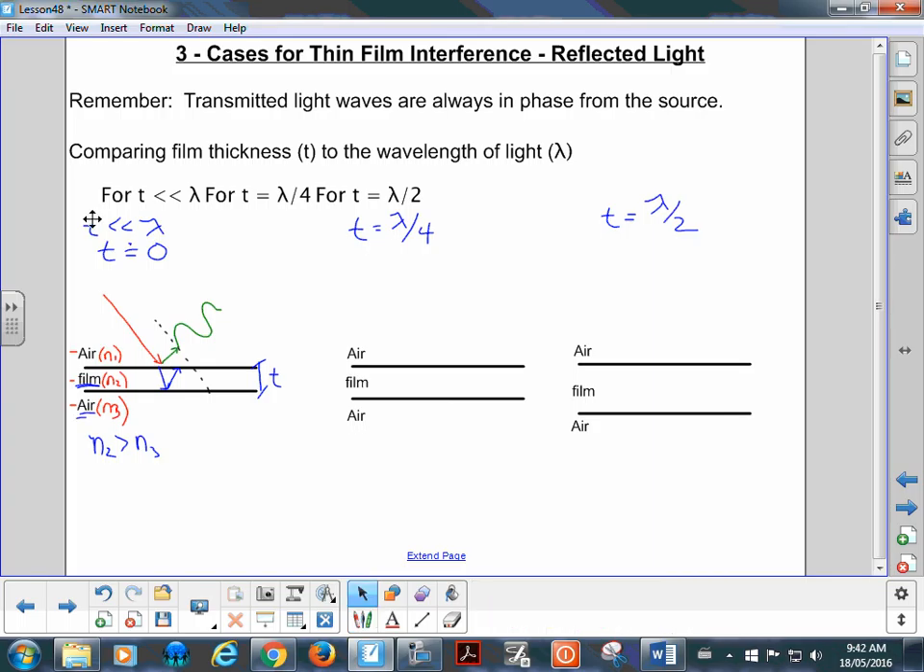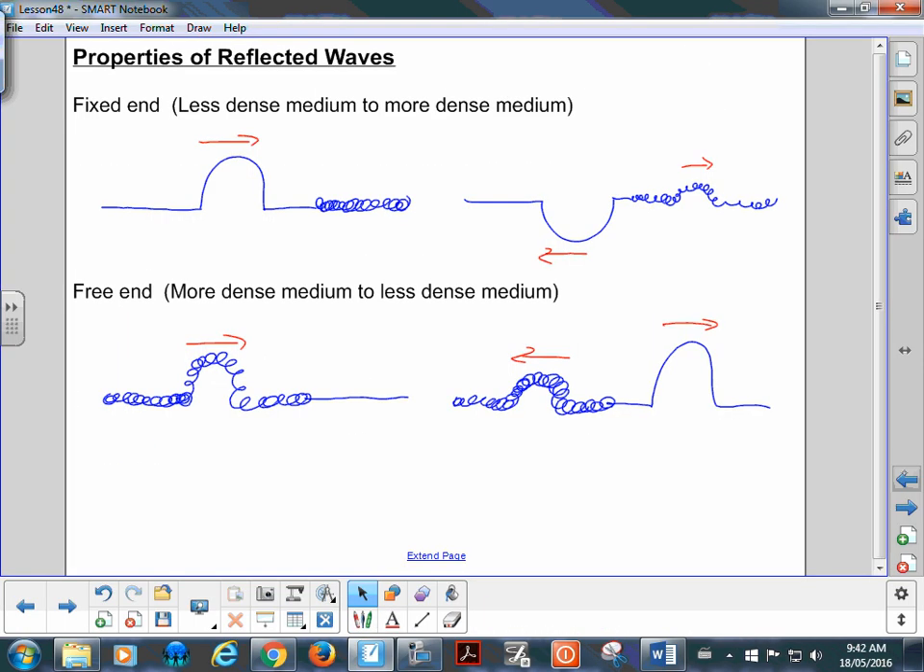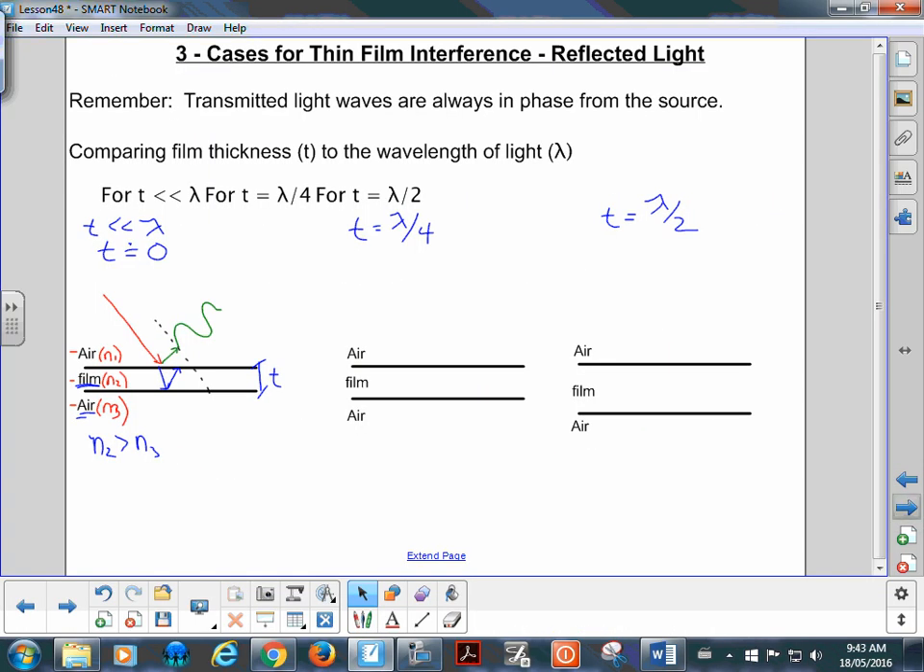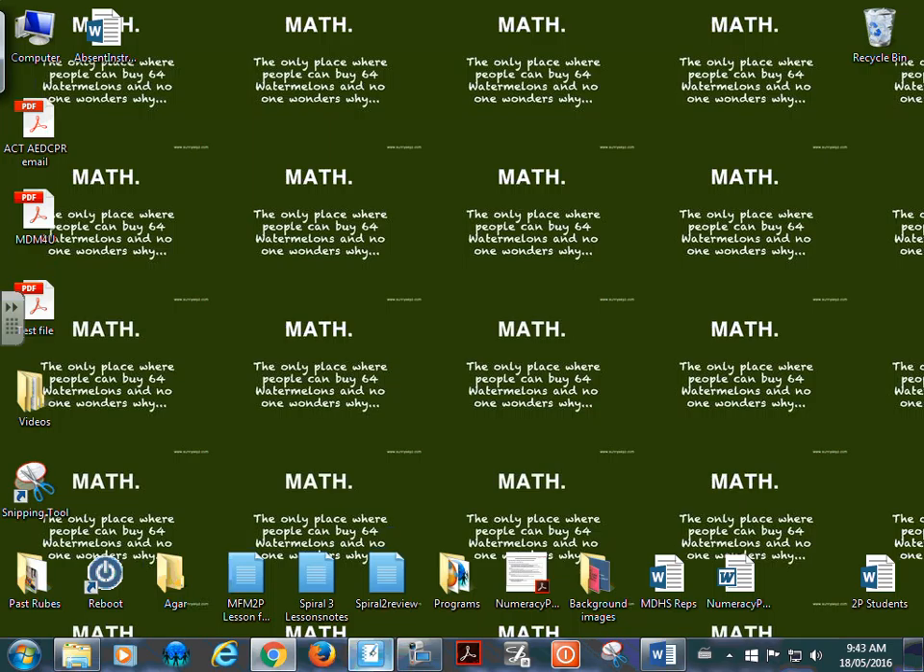So if I go back a slide, we have this situation here, more dense hitting a less dense. So it's reflected on the same side that it struck. So that means that when it gets back and transmits out at this point up here, it will be the opposite to the light that got reflected originally. Okay? All right.